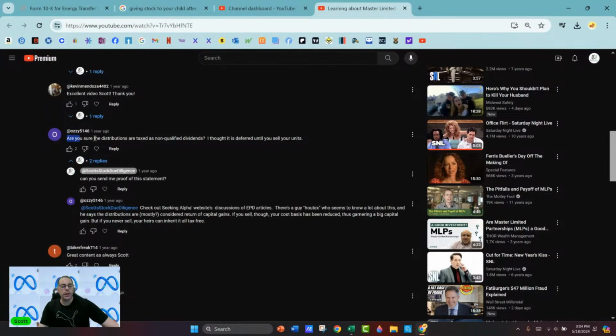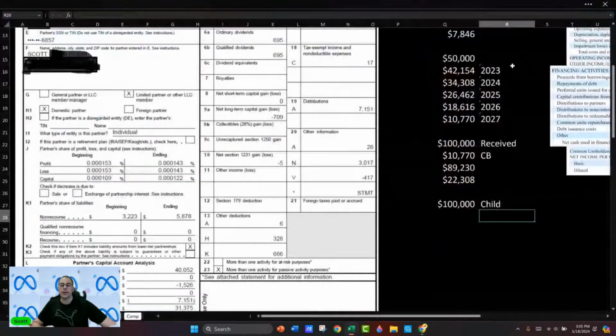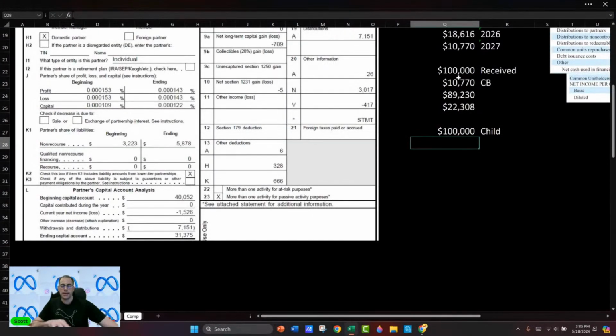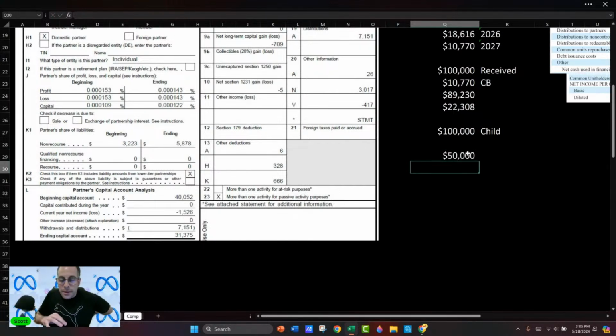Yeah, he goes, are you sure distributions are taxed as non-qualified dividends? I thought it was deferred until you sell your units. And I think this person's right. The thing is with taxes, there's not one rule, even though there should be one rule. It depends how your accountant, if they understand everything, and how they file it. Sometimes accountants make mistakes. As long as the mistake isn't extreme, it wouldn't matter.